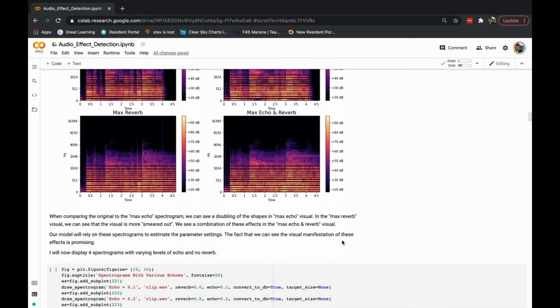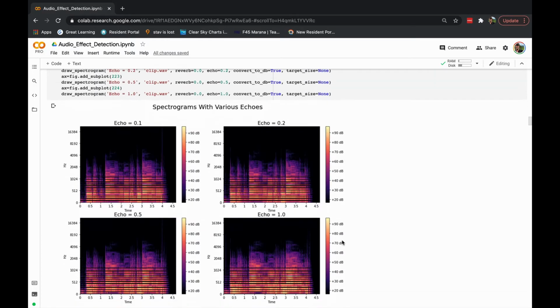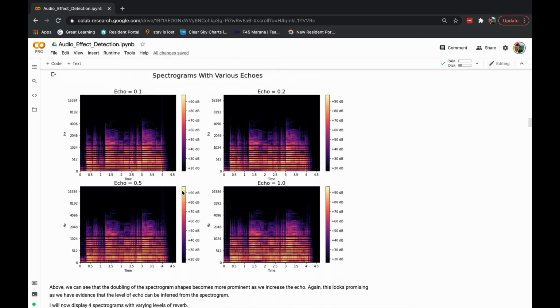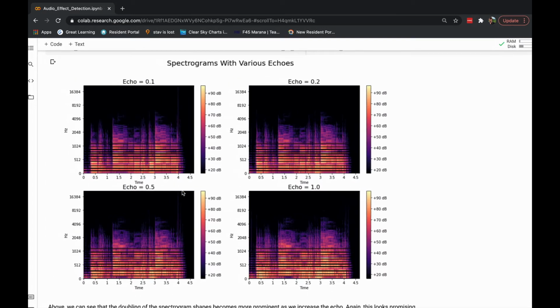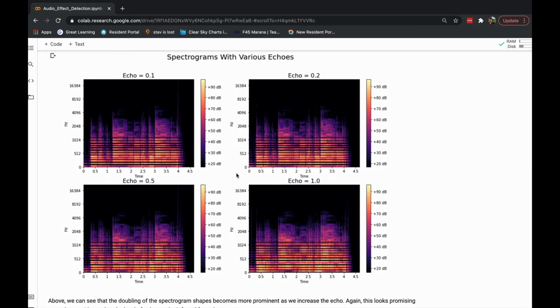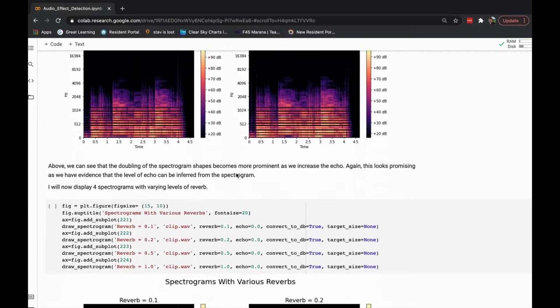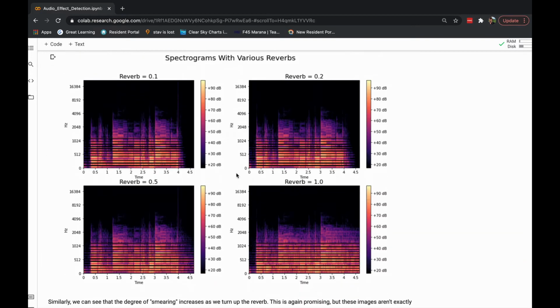Remember, the goal is not to simply predict whether echo or reverb have been applied, we want to predict the exact parameter values. It's important that the specific level of echo and reverb are deducible from the spectrograms. Here's what varying levels of echo alone look like. We do see that the echo becomes more prominent as the parameter increases, but distinguishing point 1 from point 2 is difficult. However, I had a hard time doing this by listening as well. All of the above applies to the reverb spectrograms as well.